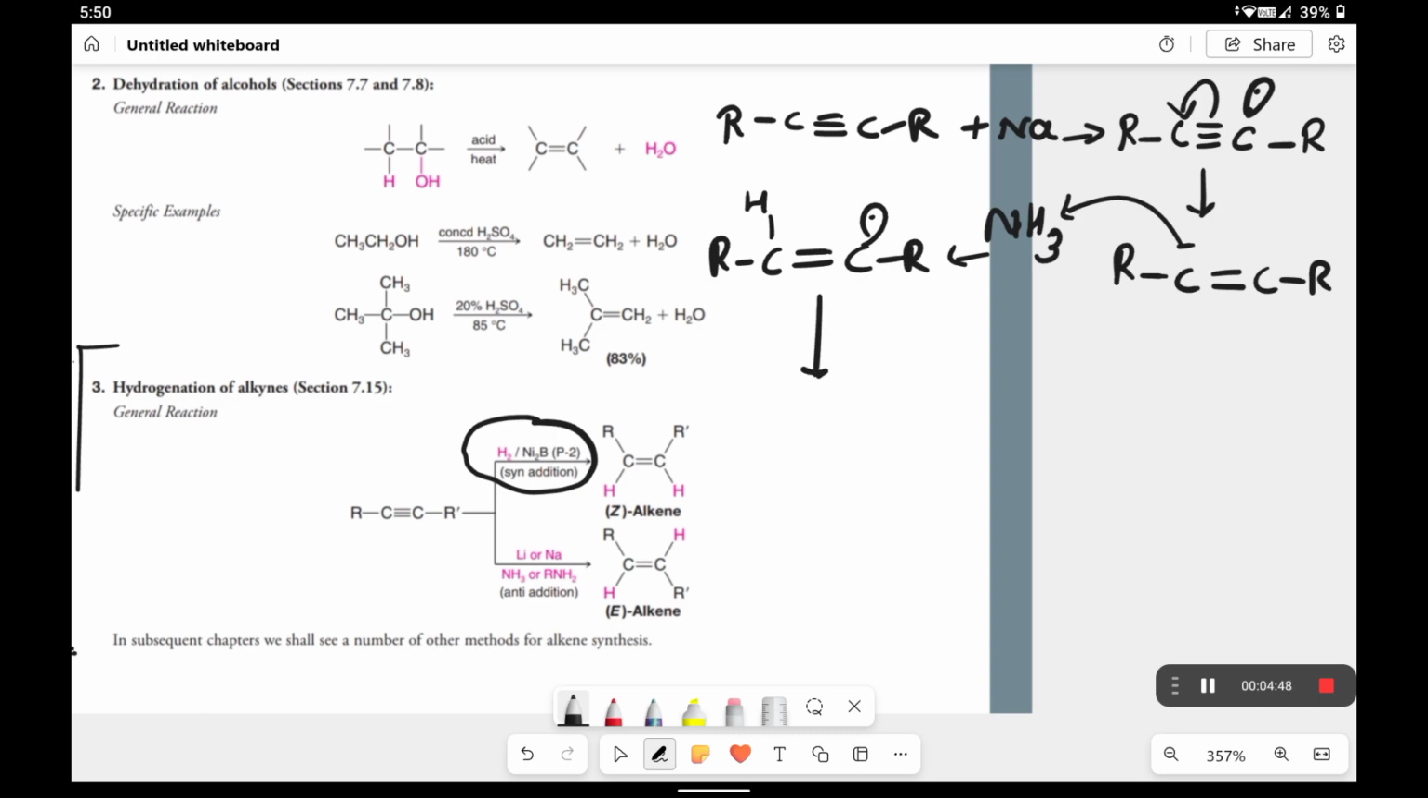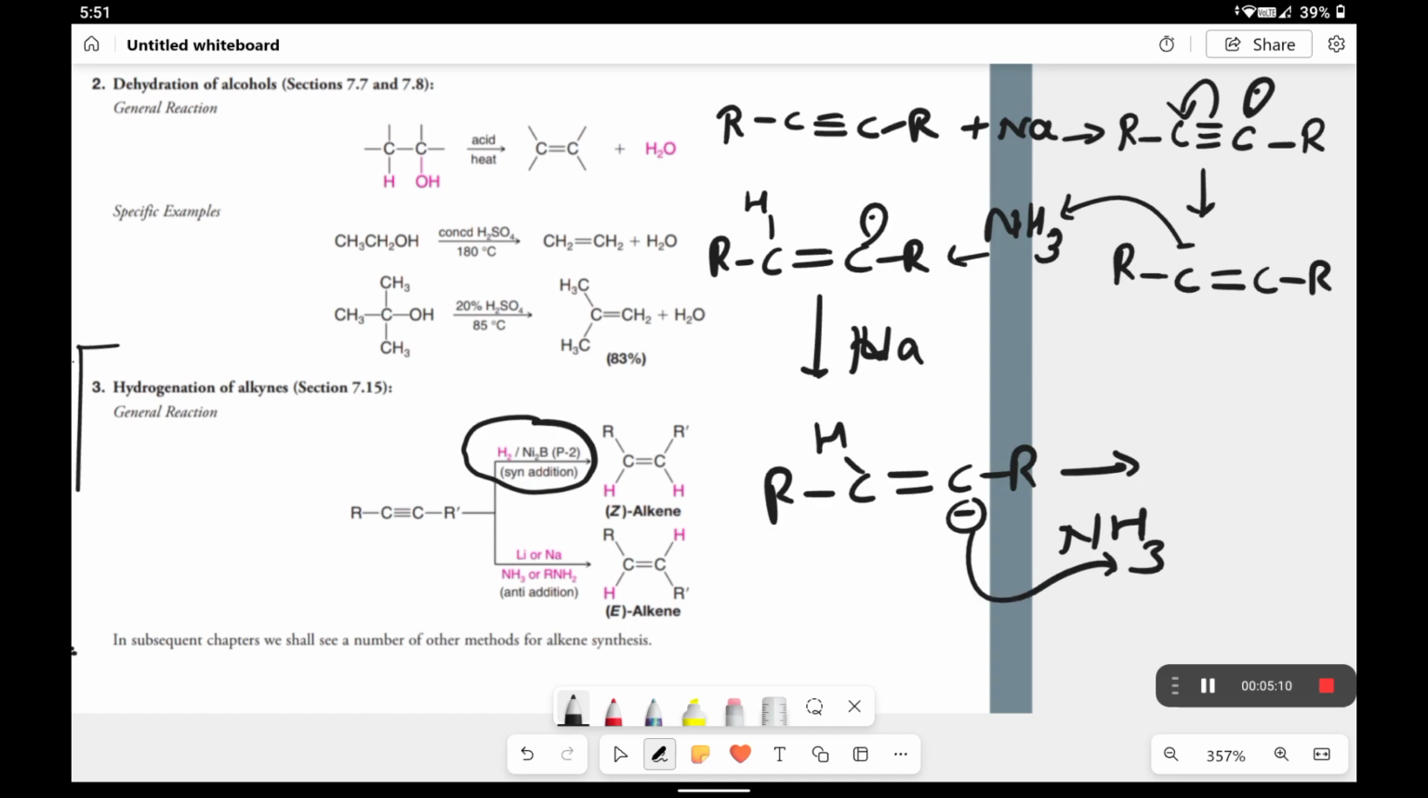Then one more lithium or sodium atom donates its electron to this one, and you get RCH double bond C with a carbanion. Now in this step, this carbanion can pick up a proton in an anti addition, which leads to the formation of RCH double bond CHR. This is called the trans alkene. By this way it is possible to convert the alkyne to trans alkenes.